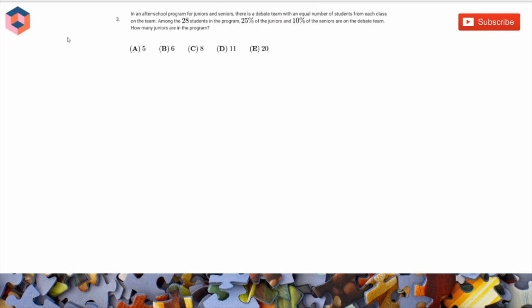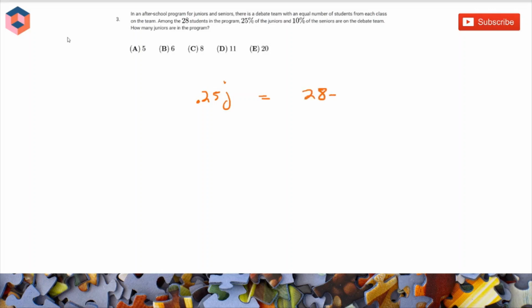So we set a variable. We know that the number of juniors is j. That's what we're trying to find, the value of j. So say there's j juniors. Well, if we multiply this by 0.25, we find the number of juniors that are in the debate team. And this is equal to the number of seniors that are in the debate team. So the number of seniors is 28 minus j, because if you're not a junior, you're a senior out of these 28 students in the program.